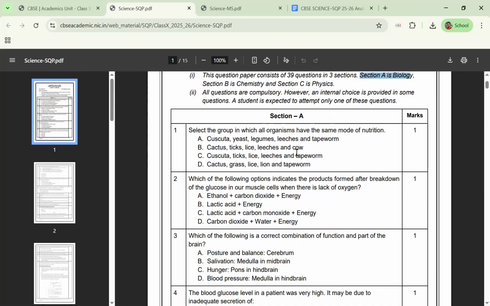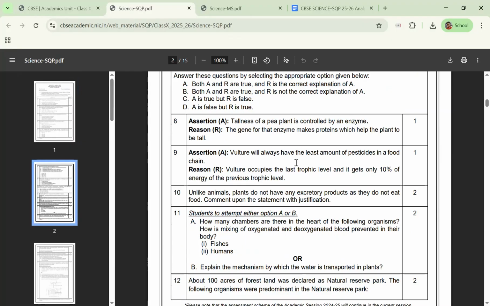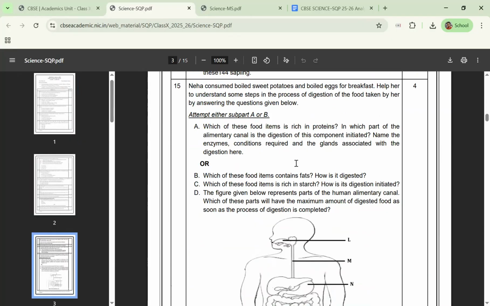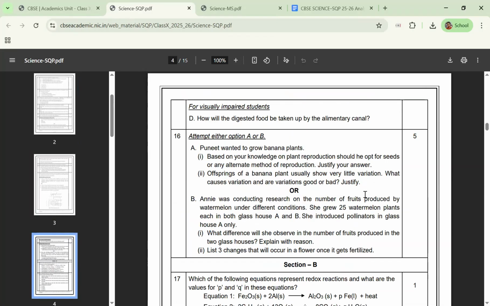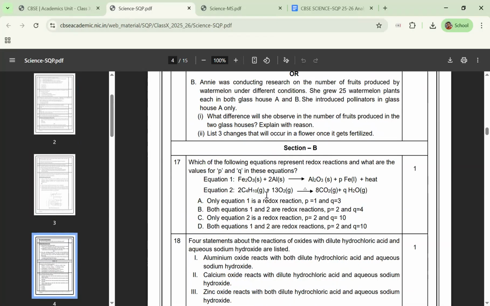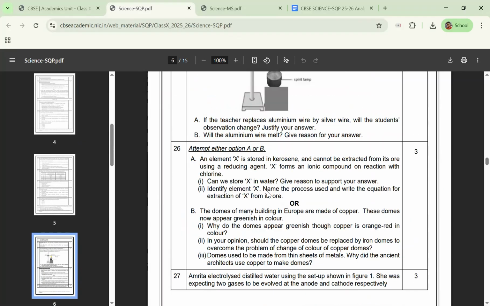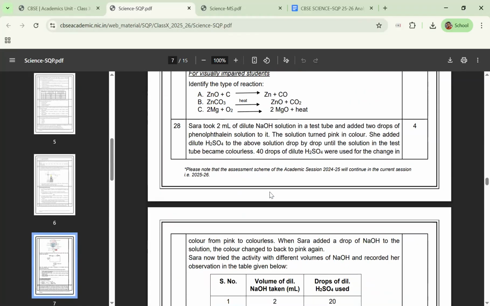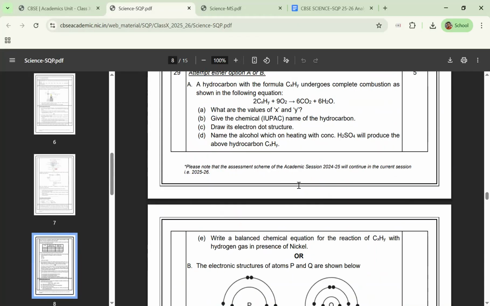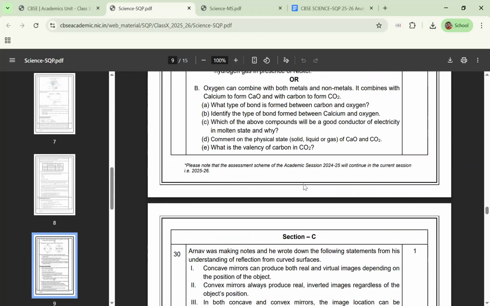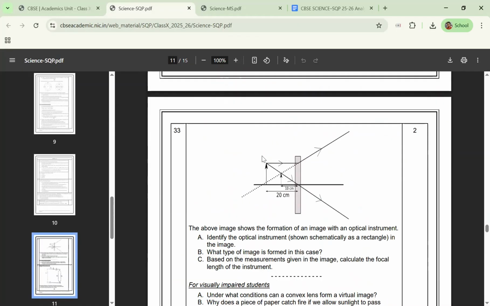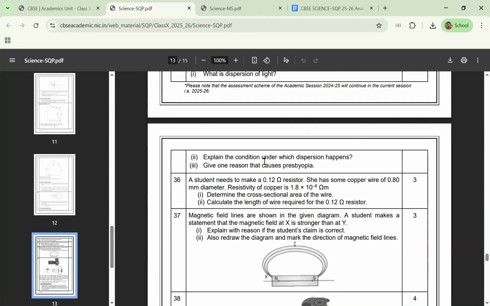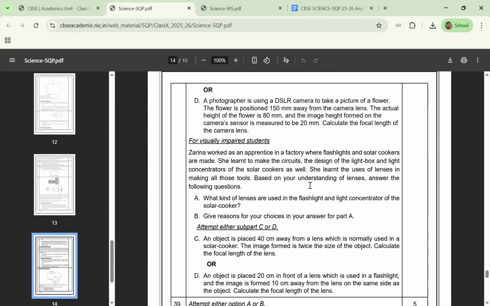So you can see section A, all bio questions are there till question number 16, which means there are 16 questions for bio, and bio is of 30 marks. Section B is totally chemistry questions, available till question number 29, which is a 5 mark question. And then section C is only physics questions from question 30 till question number 39. So in total there are 39 questions.